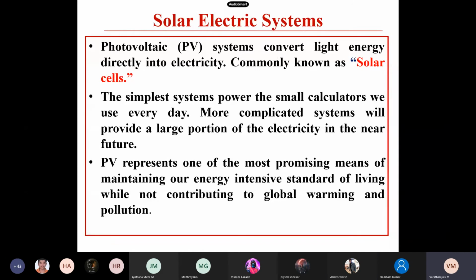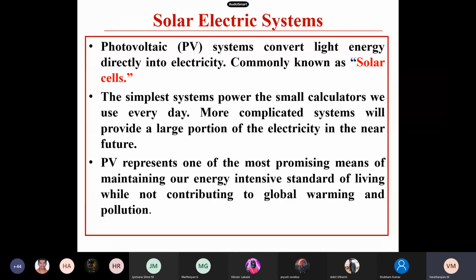And very importantly, we are not converting the heat energy. The light energy is converted into electricity, which is commonly known as solar cells. And the simplest systems are the small calculators which we use in day-to-day life. We have smaller types of solar cells, which get power from the light energy, and which is used as the power source.